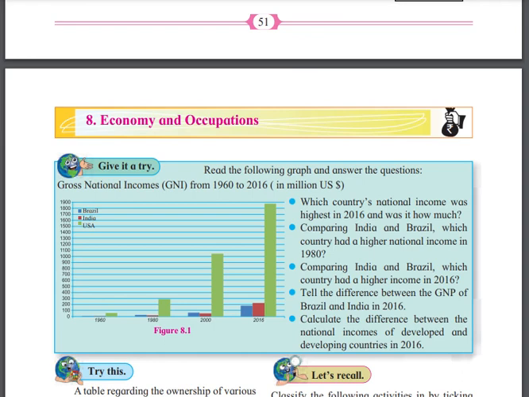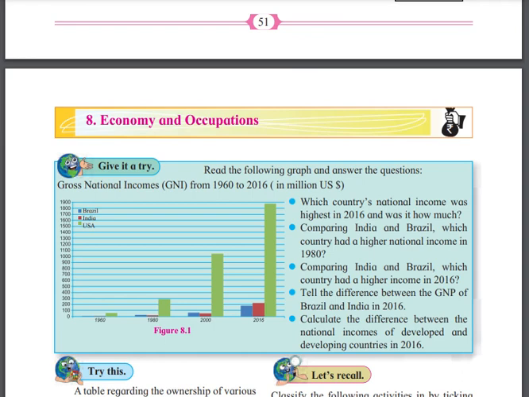If I say, read the following graph and answer the question. Gross national income from 1960 to 2016. It is in US dollars. In 1960, they are getting very low, and 2016 is very high, right? If I talk about India, nothing. In 2016 they also started earning money.